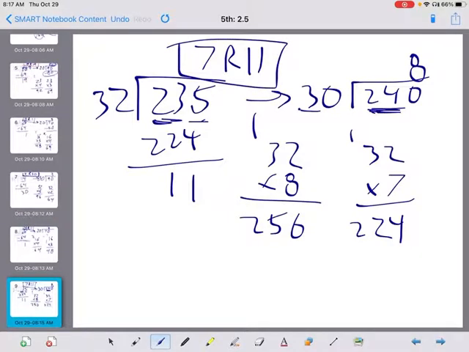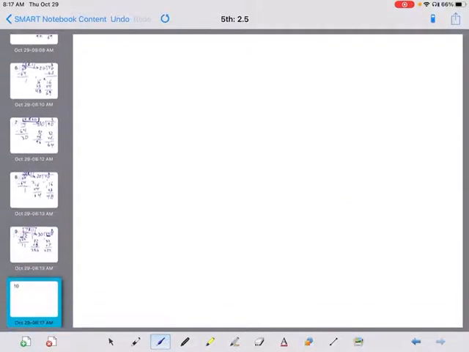All right, let's try some guided practice where you can try it yourself. Let's go to the bottom of page 85 here. Let's do 9, 11, 13. So number 9 is 612 divided by 75. All right, you go ahead and try it at home.